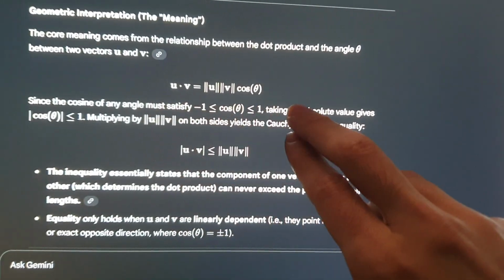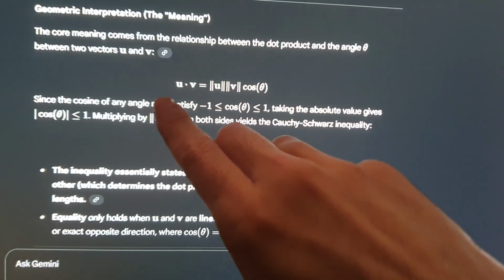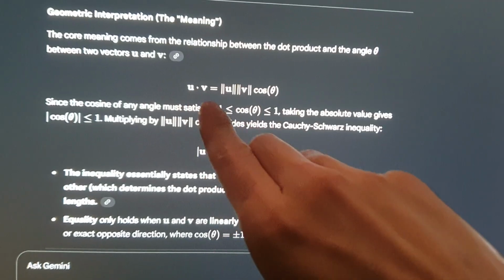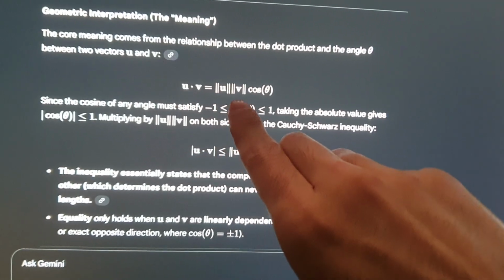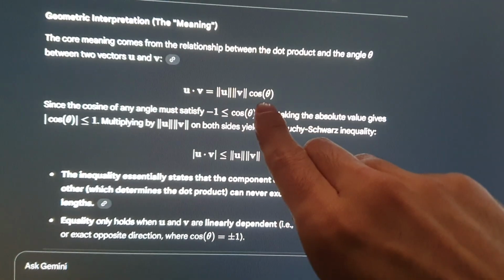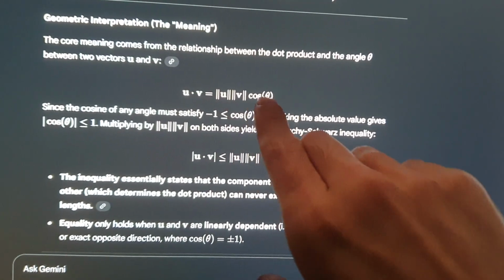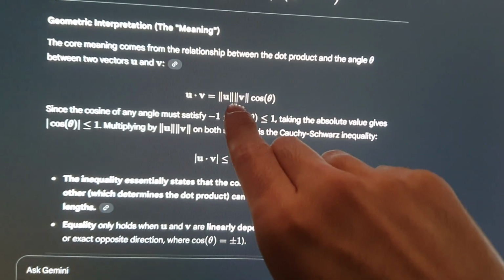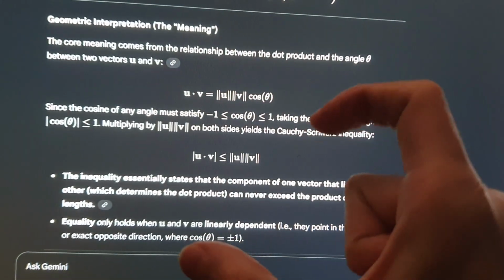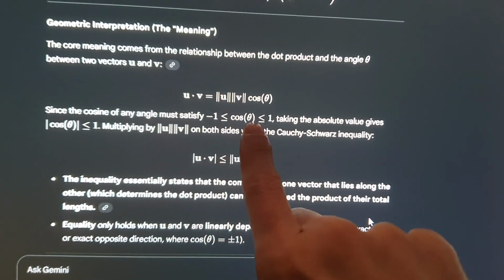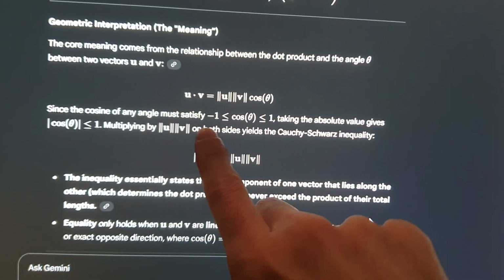Remember that the dot product is what is written right over here. The dot product between u and v equals the norm of u times the norm of v times cosine theta, where theta is the angle between the vectors, and the norms are the magnitudes of the vectors. Now remember that cosine theta is between 1 and minus 1.